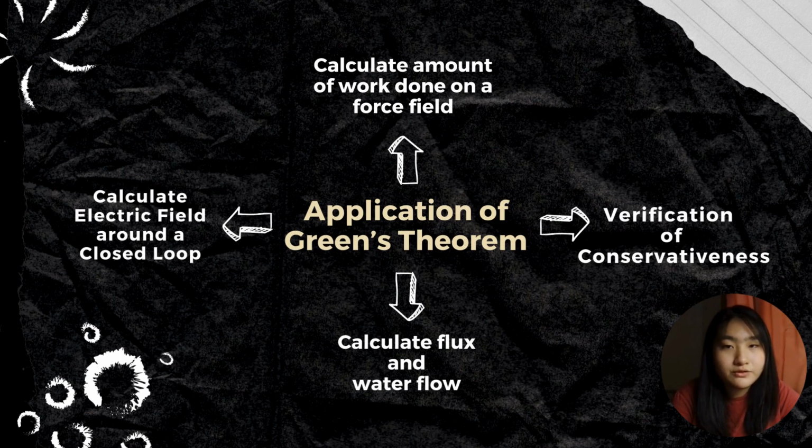Green's theorem is also used in fluid dynamics. It is applied to calculate the flux across the curve and water flow inside the curve. While in electromagnetism, Green's theorem can be used to relate electric field circulation around a closed loop to the electric charge within the loop. This is related to Gauss' law for magnetism.